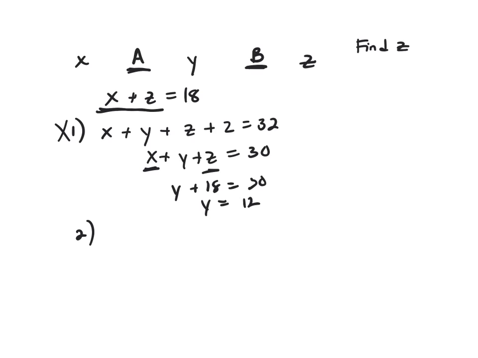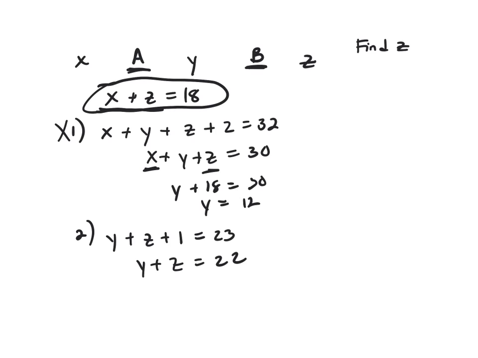So look at clue 2. 23 people in the line are behind Adam. 23 people behind. So that would be Y plus Z plus Beth, which is 1, and that is 23. So it's Y plus Z equals 22. So I know this information, and I know this information.